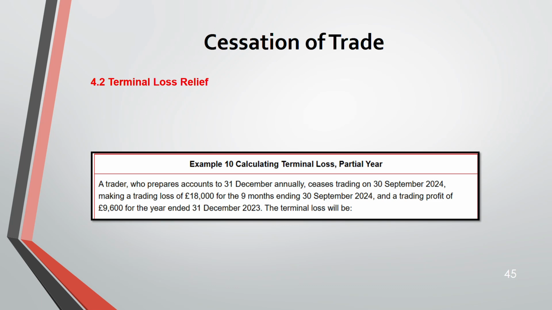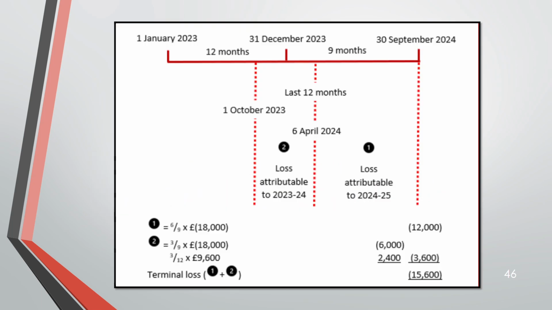Now, example 10. Here again, they are preparing accounts to 31st December. They are ceasing trading on 30th September, making a trading loss of 18,000 for 9 months. That means from January to September, 9 months, they are making a loss, and a trading profit of 9,600 for the year ended 31st December 2023. Now, this is the timeline.